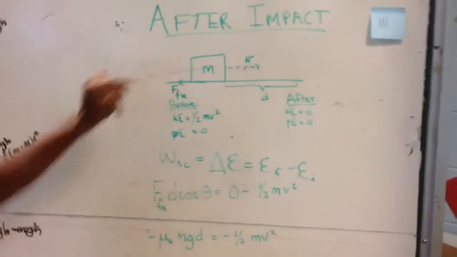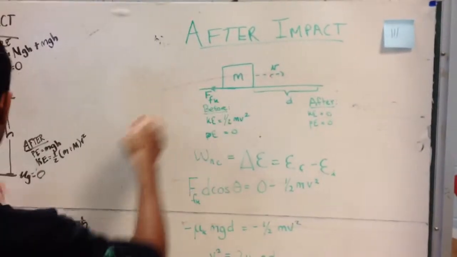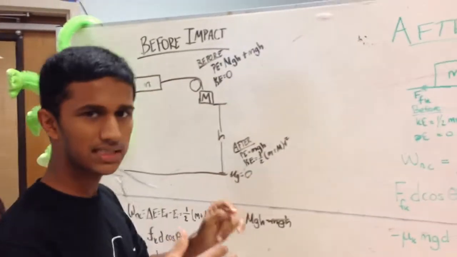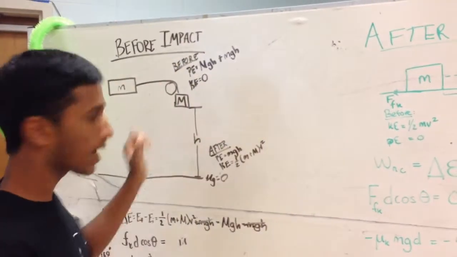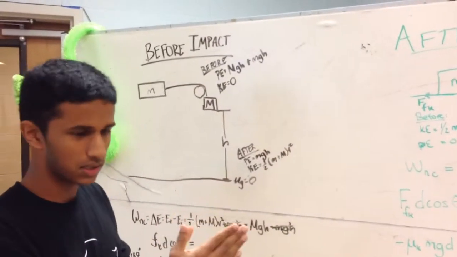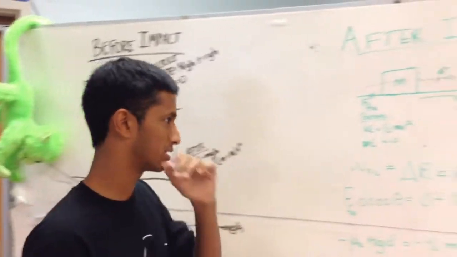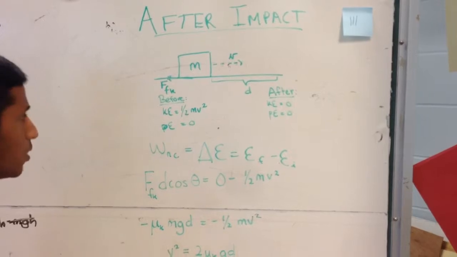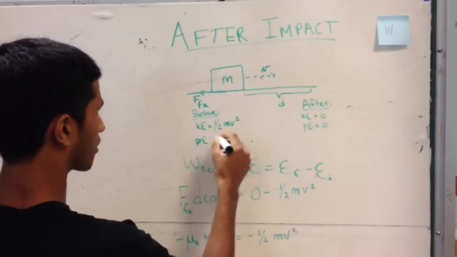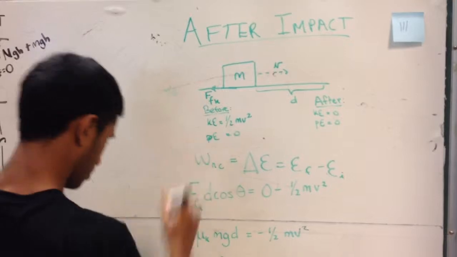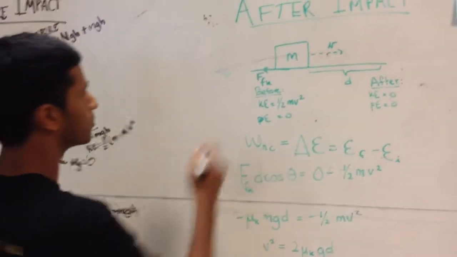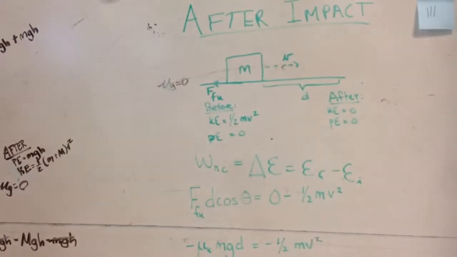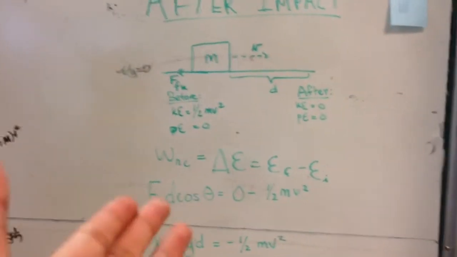Alright, so this is the diagram for after impact. So essentially what we're looking at here is, now we're not looking at the hanging mass anymore, we're only looking at this. Because as I said before, the block on the table will have some inertia. So we want to calculate the distance it takes to reach a velocity of 0. So just looking at this, the potential energy, we set up a new diagram here such that mgh here is now 0, because there's no movement in the vertical direction.